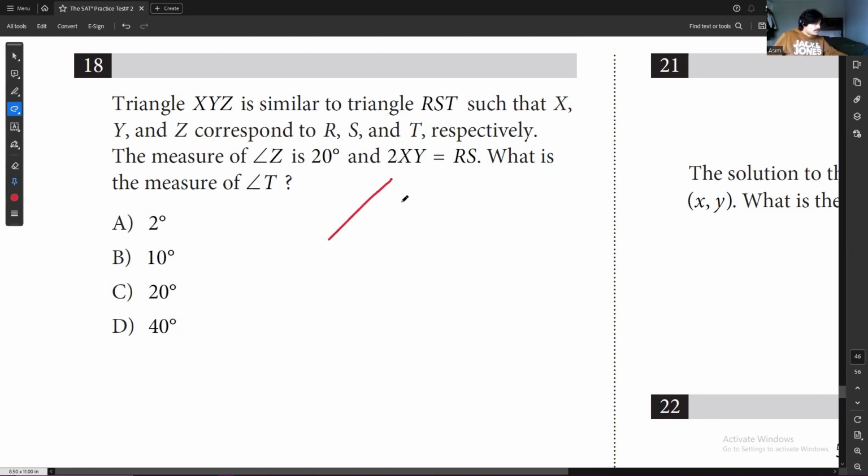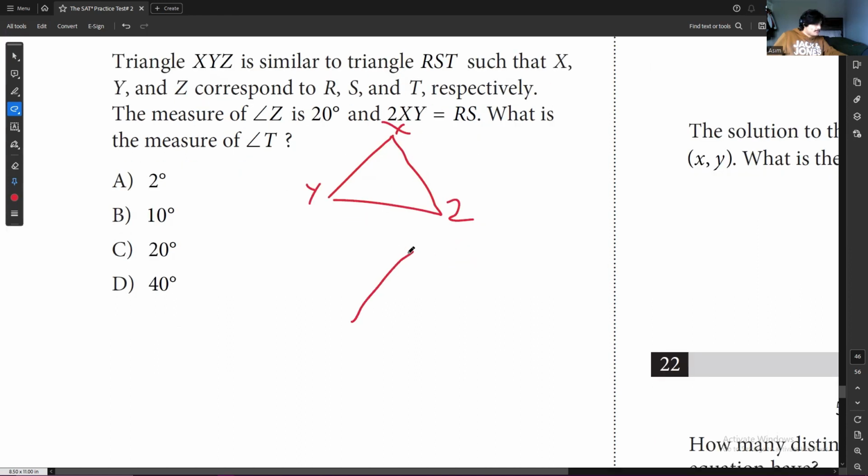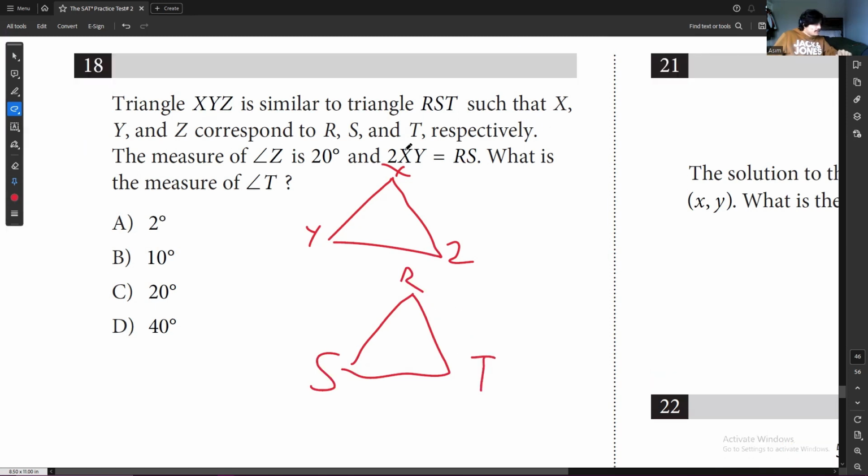So I want to draw a triangle. Yeah, I'm terrible at drawing triangles. And over here, I got R, S, and T. So R corresponds to X, S corresponds to Y, and T corresponds to Z. Make sure you don't make this mistake, friends. After that, the measure of Z is 20 degrees. So we call this 20.